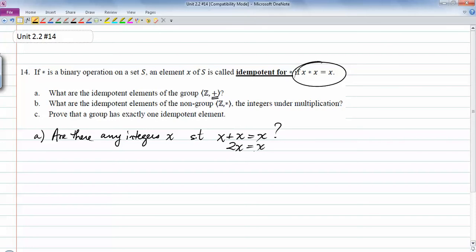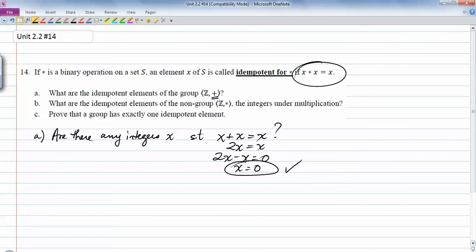By the way, you're not allowed to divide both sides by x. And hopefully you know why. If you divide by x, you're restricting the domain to be non-zero. But 0 is allowable in the integers. So instead you have to subtract the x over. So you get 2x minus x equals 0. So it's x equals 0. And that's all you can do. Well, 0 is the idempotent element right there.